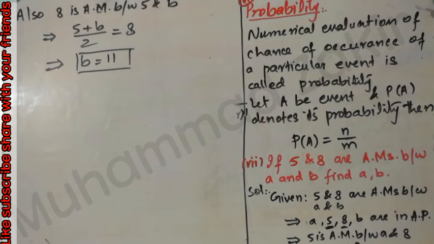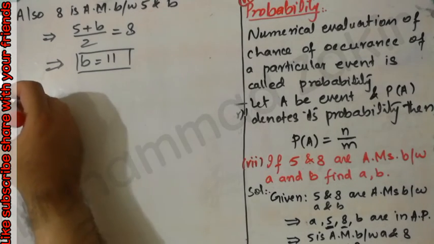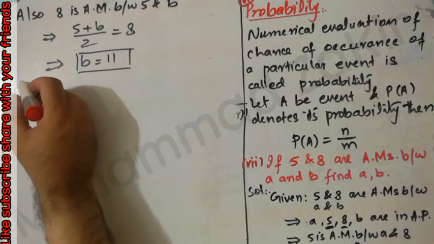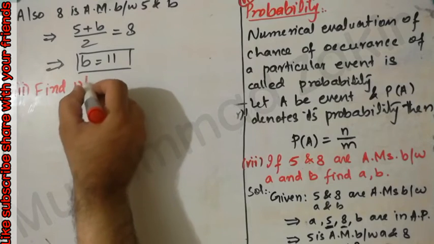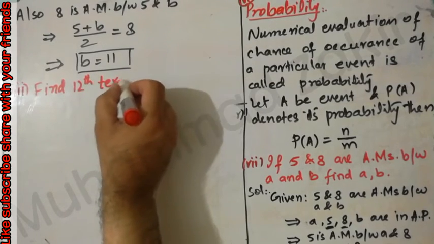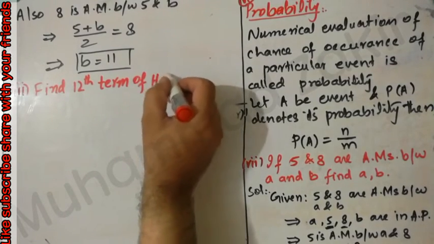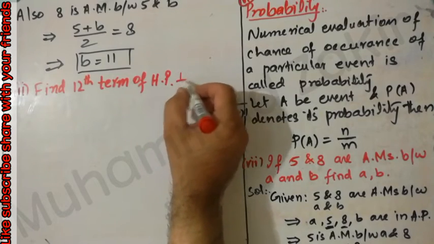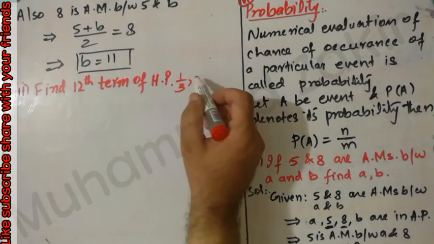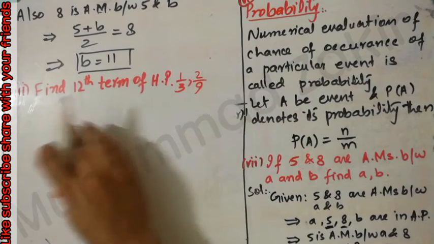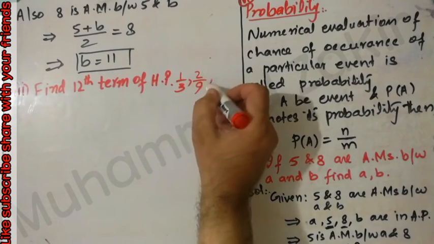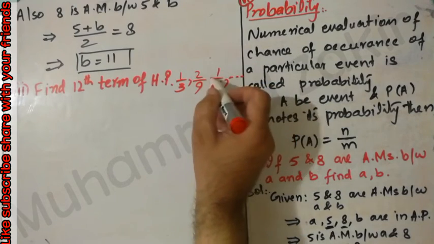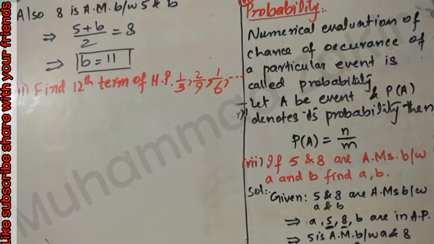12th term of harmonic progression, part number 8. Find the 12th term of the HP: 1 by 3, 2 by 9, 1 by 6, and so on. This is HP and we require its 12th term.